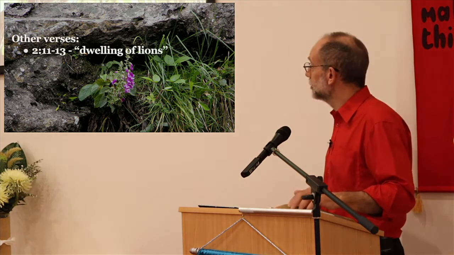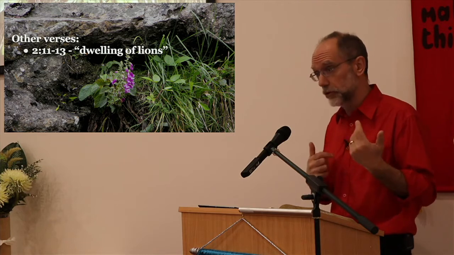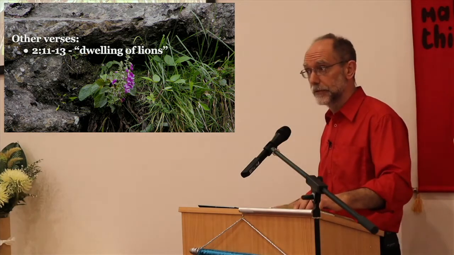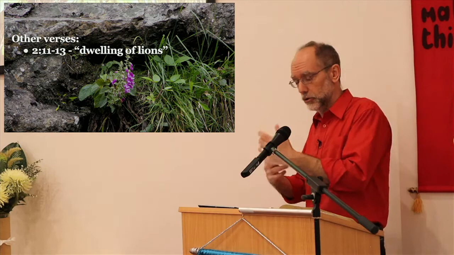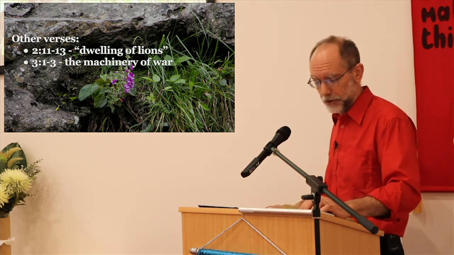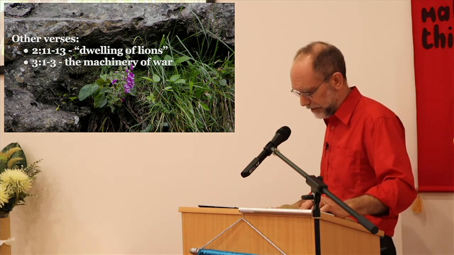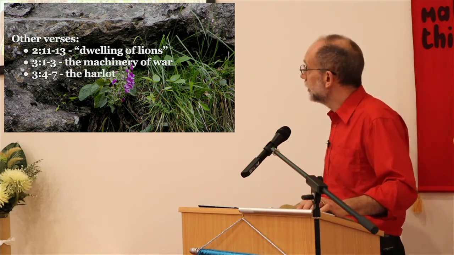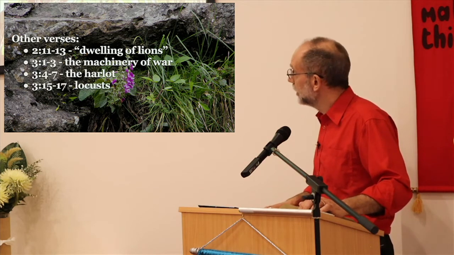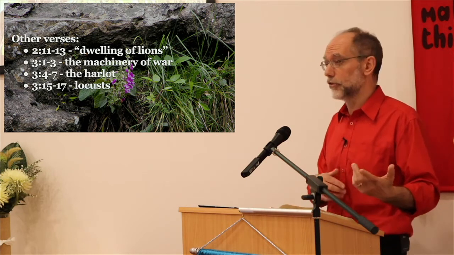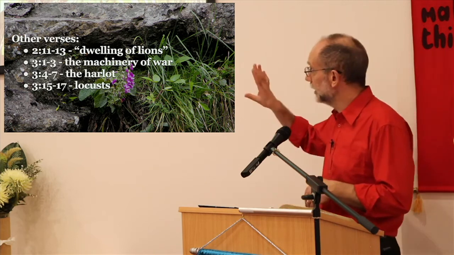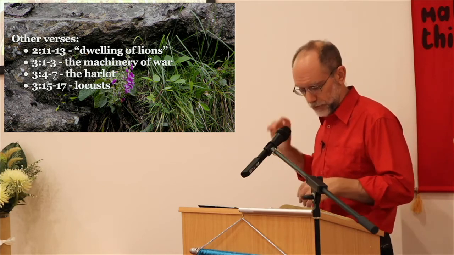There are a couple of other things I'll just bring to your attention worth looking out for in the book of Nahum. First of all, he compares Nineveh to a dwelling of lions. So you imagine a group of lions who go looking for food. He talks about the machinery of war, and Assyria was a war machine, if it was nothing else. There's the image of the harlot also in chapter 3. And there's the image of locusts in chapter 3. Now, we've come across locusts before in the previous minor prophets also. So they're some of the images to look out for in the book of Nahum.